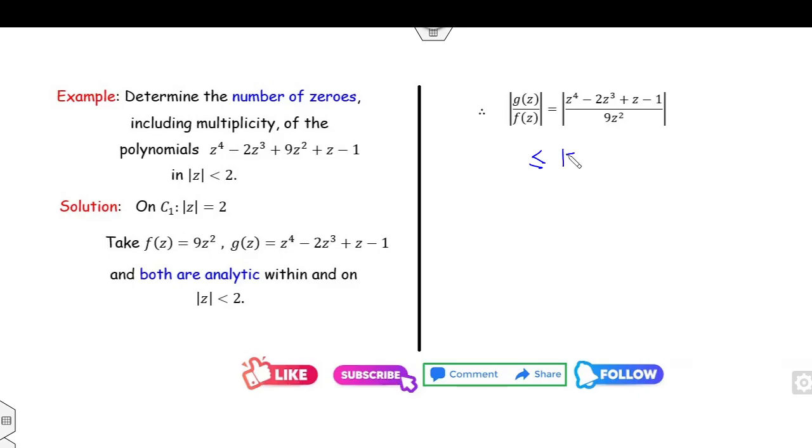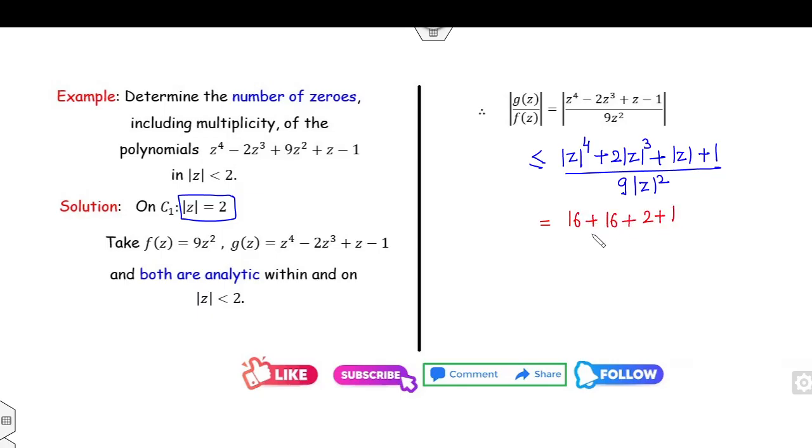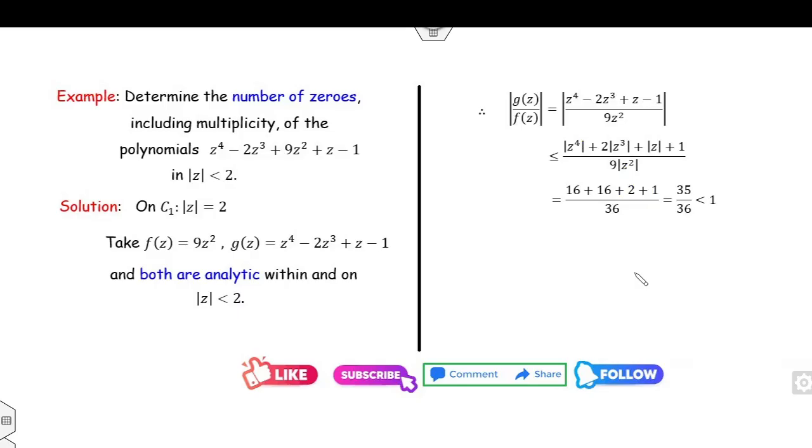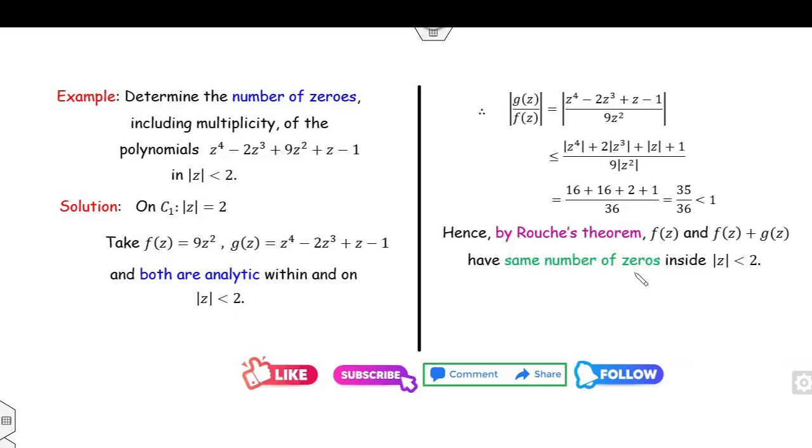I can calculate this value: z raised to power 4 plus twice z raised to power 3 plus mod of z plus 1 divided by 9 into z square. On the circle |z| = 2, I can substitute this value: 2 raised to power 4 is 16, plus 2 plus 1, and 4 times 9 is 36. So that number is 35 divided by 36, which is less than 1. Therefore, the condition of the Rouche theorem is satisfied.